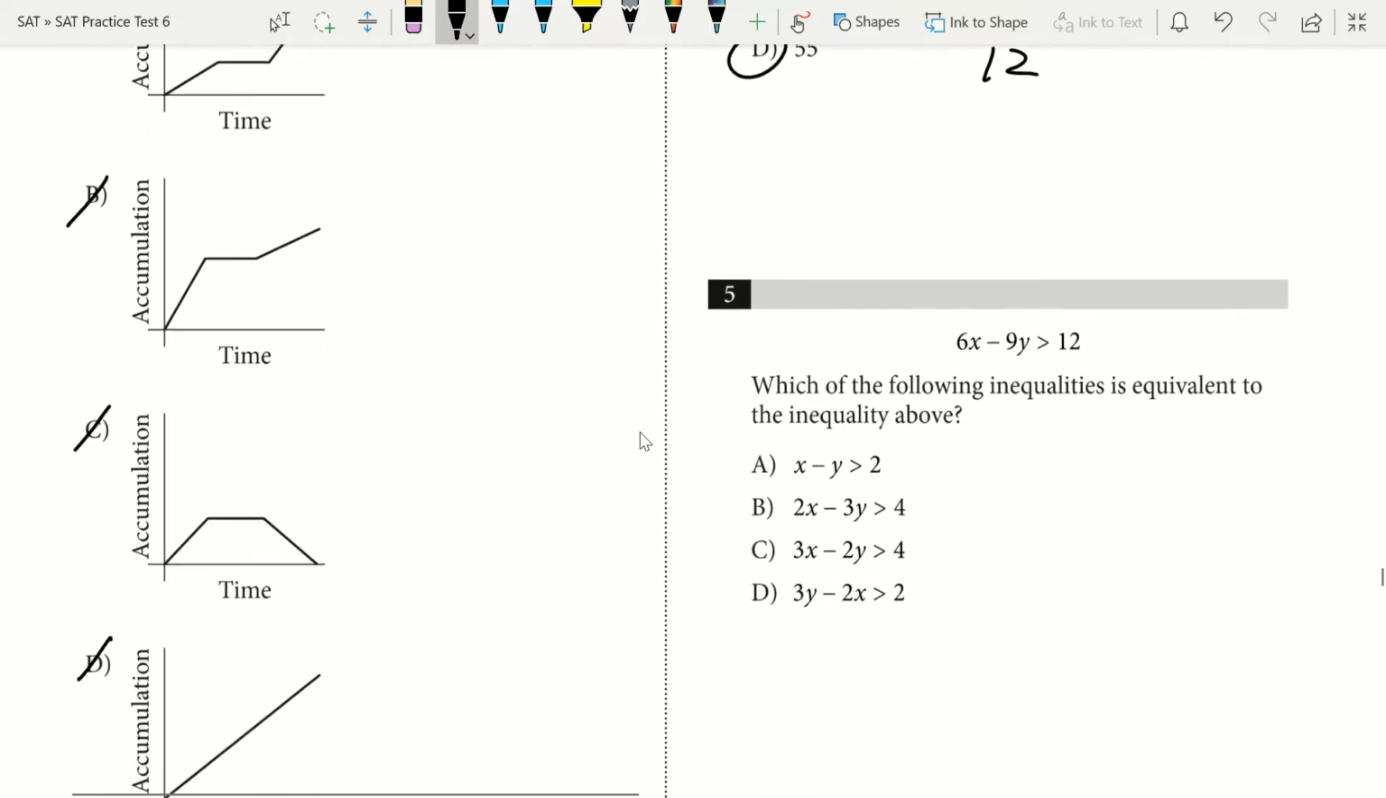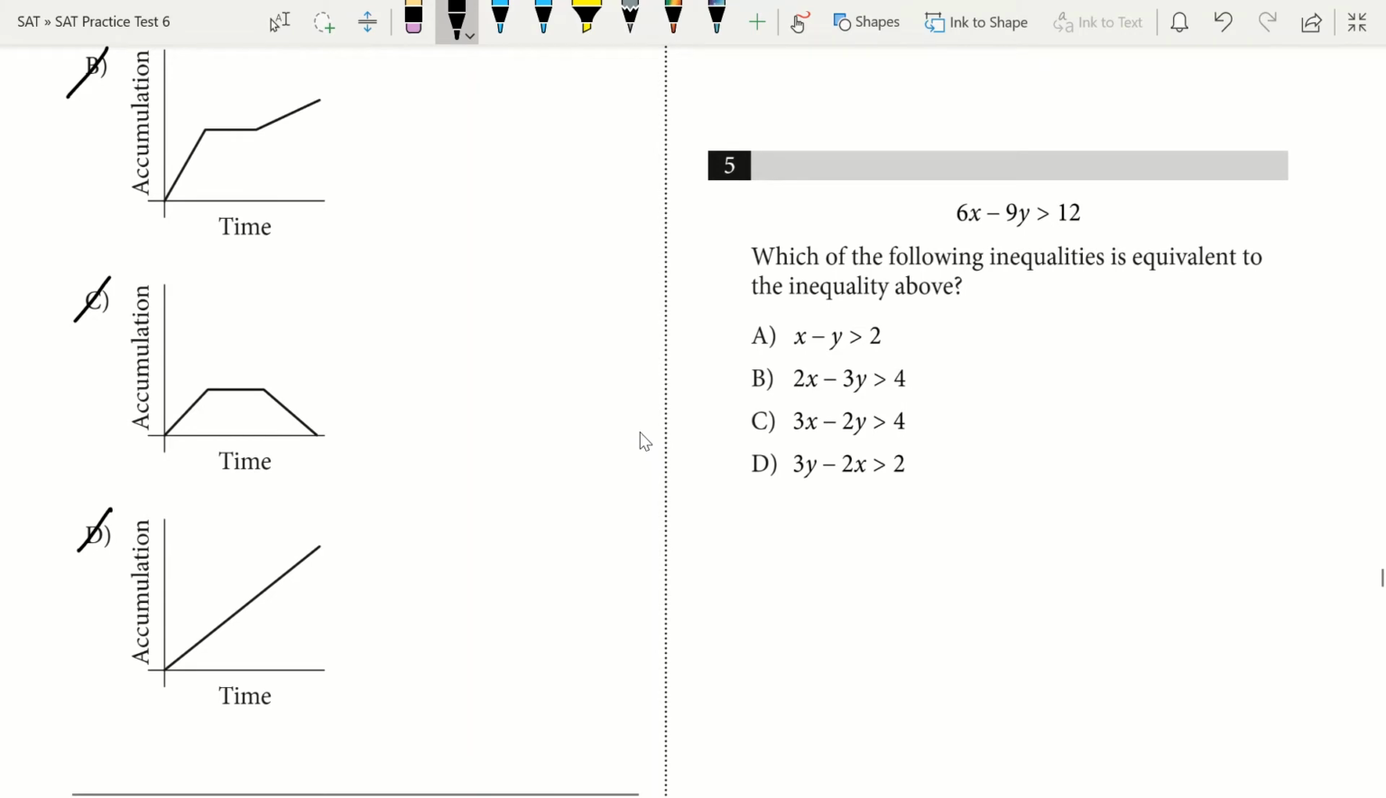All right. Question 5, which of the following inequalities is equivalent to the inequality above? All right, so I've got 6x minus 9y is greater than 12. I'm just going to look for one of these inequalities that is a version of this simplified, right? So I see my factor of 3 can fit into all of these. So if I was to divide everything by 3, right, then I'm going to get greater than 12 over 3, which is 4. I'm going to have minus 3y, and I'm going to have 2x, right? So 2x minus 3y. Find where I have that. I see I have that as B. 2x minus 3y is greater than 4. My answer is going to be B.